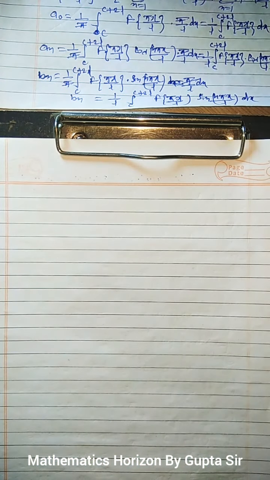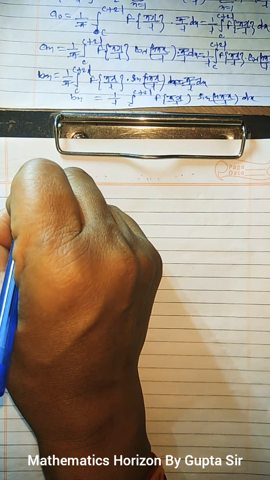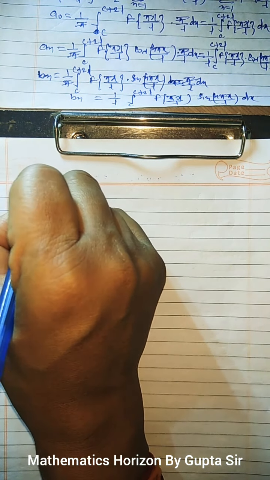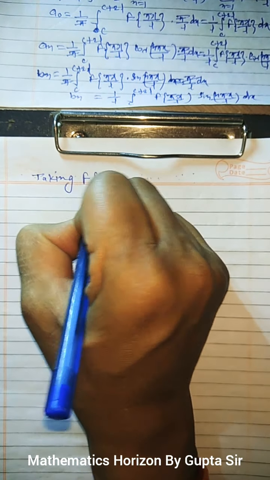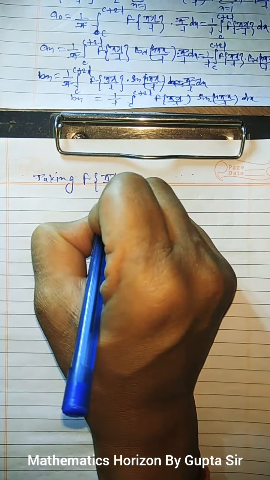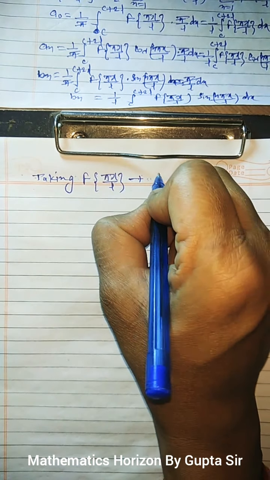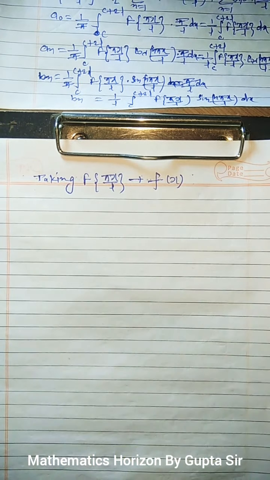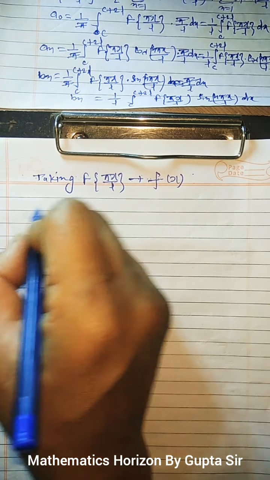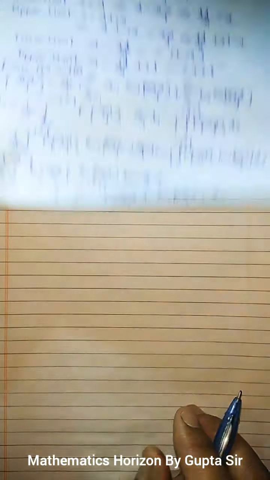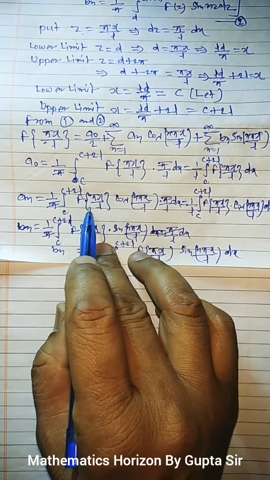On solving this, here we are taking f(πx/L) as a function of x. Here we are replacing this by f(x). This is a function of x. We can also write in this form. What we have from all these equations is f(x).